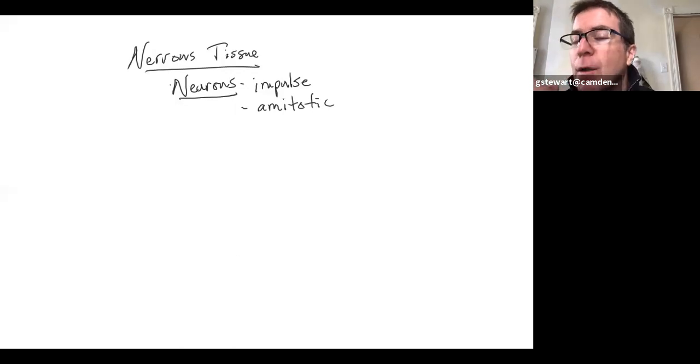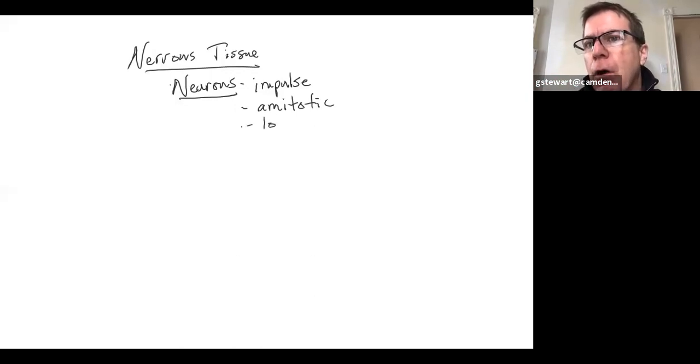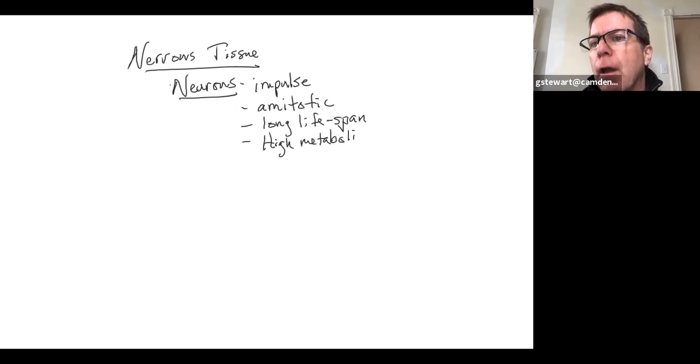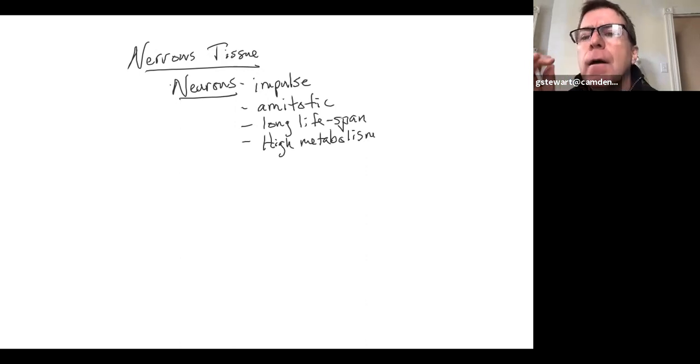What that means is that we can't make new ones. So we are born basically with the billions of neurons that we have, we're born with that number. And once they die or get damaged, they're not coming back. But the good news is they have a very long lifespan. And that's good because they don't replicate or divide. And they also have a super high metabolism. So we find lots of mitochondria in there to make ATP, lots of ribosomes to make proteins.